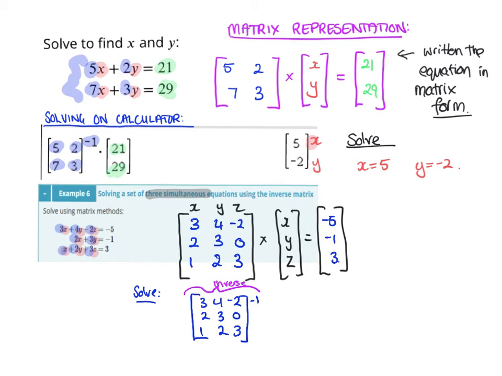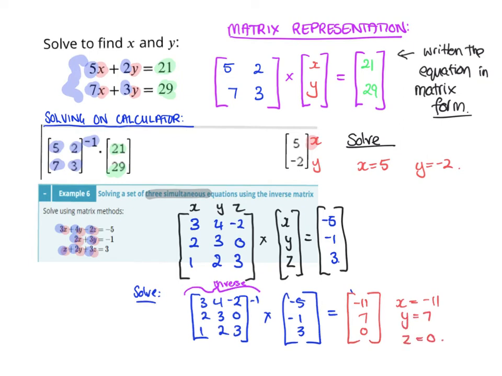Okay, and then I times it by this -5, 1, and 3, and I'm going to get an answer. So I'll do it on our calculator, and let's have a look. Okay, so we're putting the answer in here. We found out that the answer on the calculator was -11, 7, and 0. So x equals -11, y equals 7, and z equals 0.